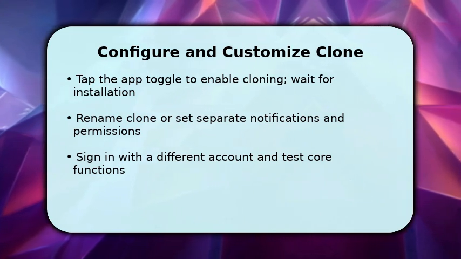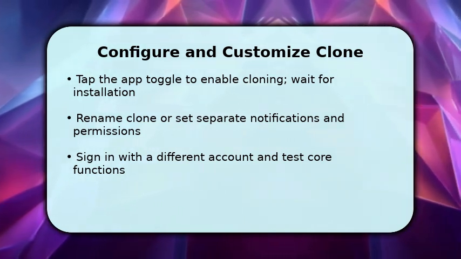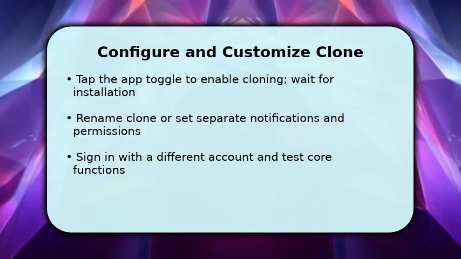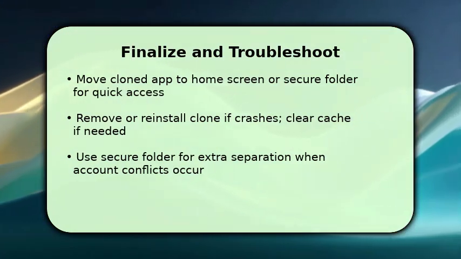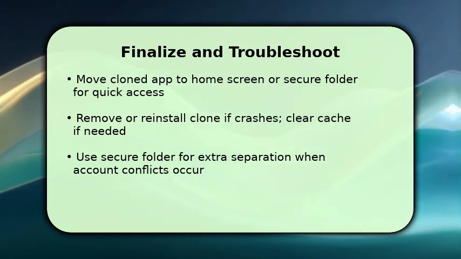Finally, launch critical features like messaging or sync to confirm the clone operates independently and saves data correctly. To finish, place the cloned app on your home screen or send it into Secure Folder to keep it separated. Make sure background permissions are set so notifications arrive reliably.